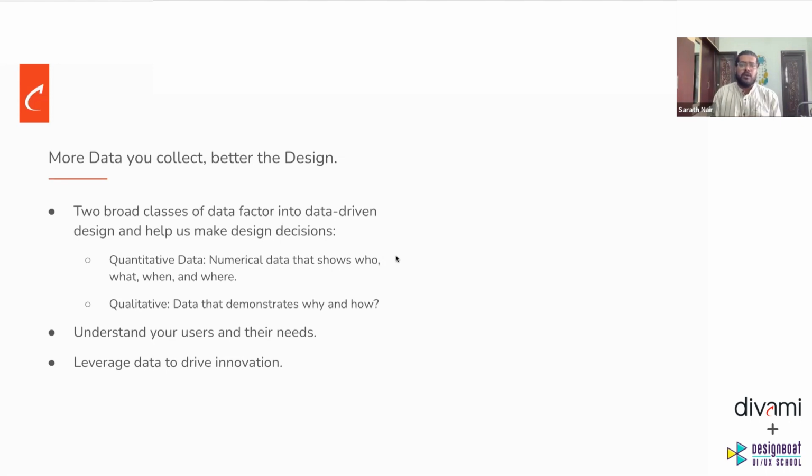The two broad classes of data that factor into data-driven design, which help us make design decisions, are quantitative data and qualitative data. Quantitative data talks about numbers, numerical data. It only tells you about who, what, when, and where. And qualitative data demonstrates why and how. Another thing we need to understand is that you need to understand your users and their needs. From the data-driven design approach, we need to leverage data to drive innovations.